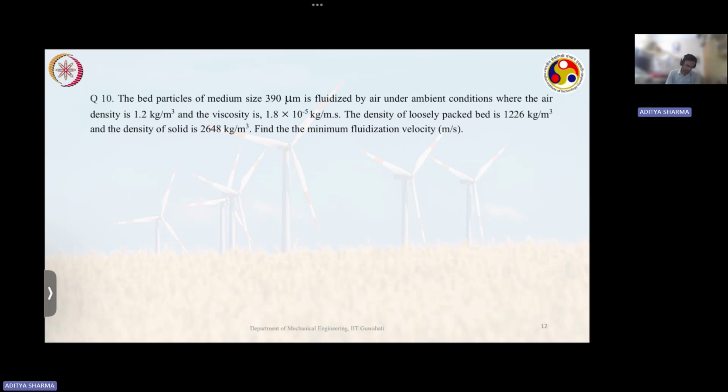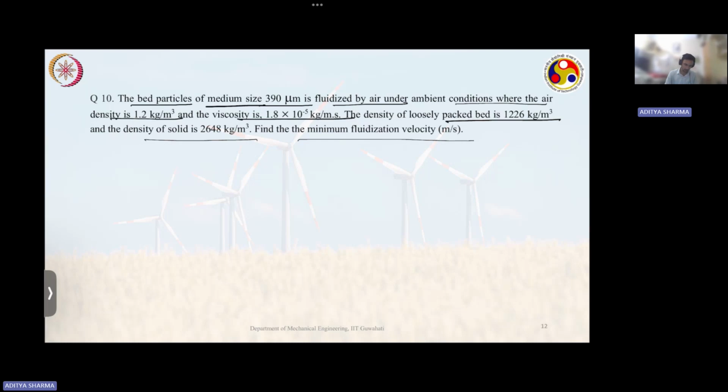The bed particles, it says, is a numerical answer type question. It says that the bed particles of a medium size, 390 micrometer, are fluidized by air under ambient conditions where air density is 1.2, viscosity is this, bulk density is given as this, and density of solid is given as this. You need to find out the minimum fluidization velocity. So how do we solve this?